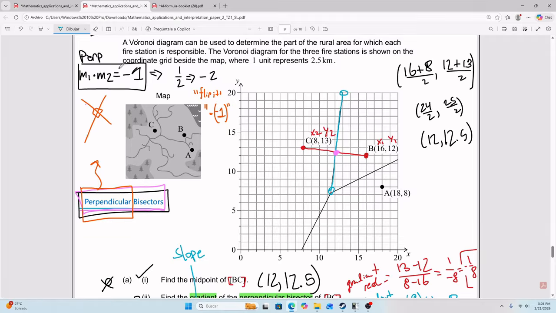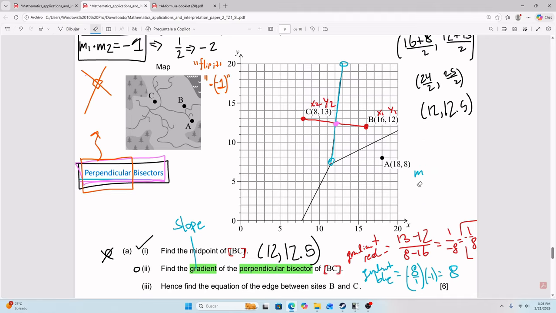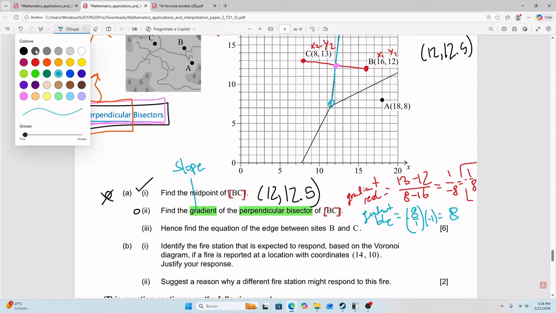How would you see it from here? You would see it from here by saying that m1 is negative 1 over 8, and m2 is what you're trying to find, and all of this equals negative 1. So m2, if you want to get it alone, you divide by negative 1 over 8. So you end up with negative 1 divided by negative 1 over 8, which looks a little bit troll, but if you put it into the calculator, you do end up with positive 8. So, bada bim, bada boom, the slope or the gradient of the perpendicular bisector of BC equals 8.